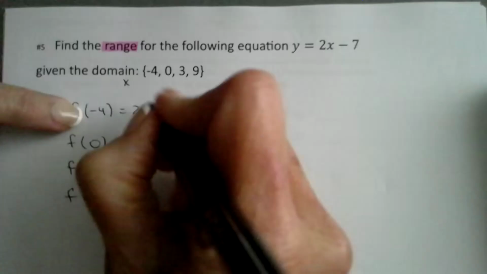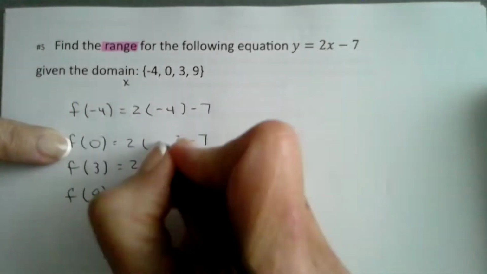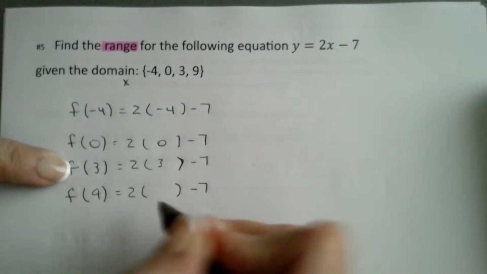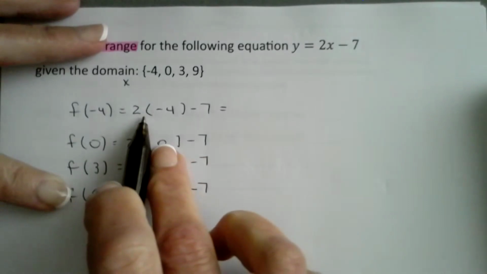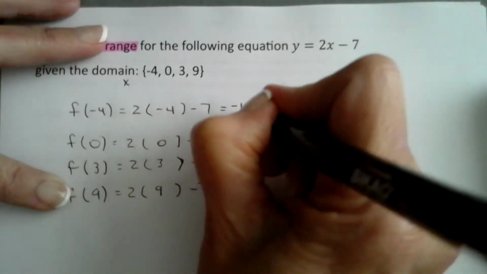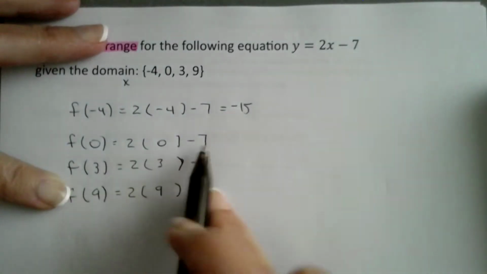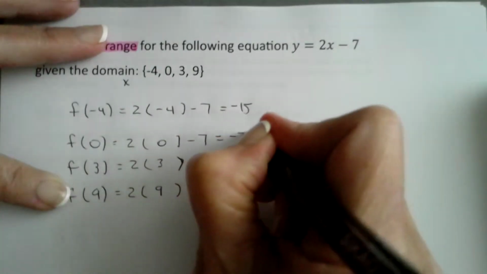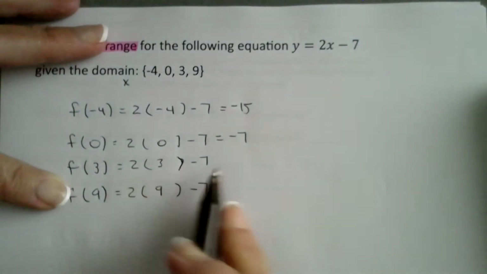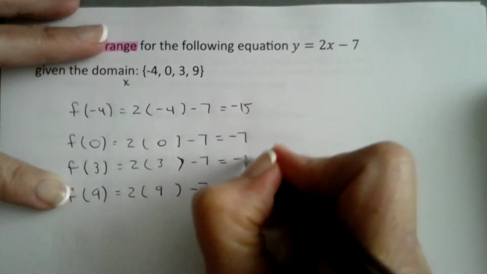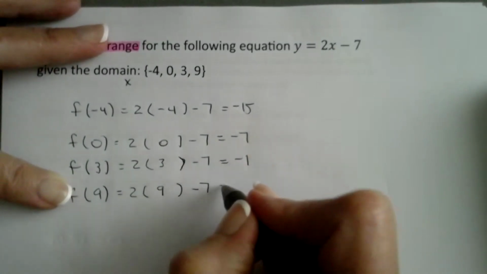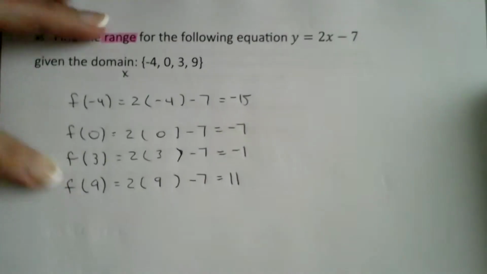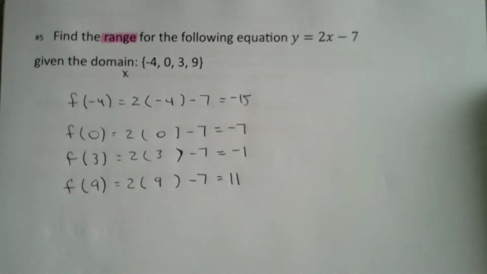Okay, here we're going to plug in -4 for my x, 0 for my x, 3 for my x, and 9 for my x. Let's see, that's going to be multiplied there. It's going to be -8. I think that's going to be -15. That's going to be a 0 minus 7 is going to be -7. This is 6 minus 7 is a -1. 9 times 2 is 18. 18 minus 7 is 11. Hope I did that right. I'm sure if I didn't, somebody's going to let me know.